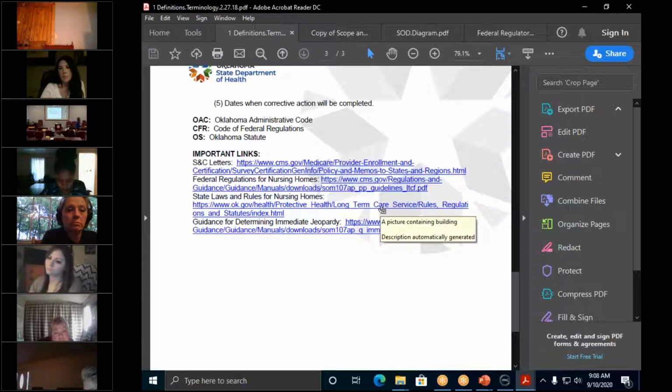There are links here that I've included because they're important. So the S&C letters, it says S&C, it's QSO now, you can go and see all the current letters from CMS about survey, certification, and quality, everything. Okay. Federal regs links, and then state laws and rules for nursing homes, and then the guidance for determining immediate jeopardy. All that's at the bottom if you need it or you choose to go in there and look some more.